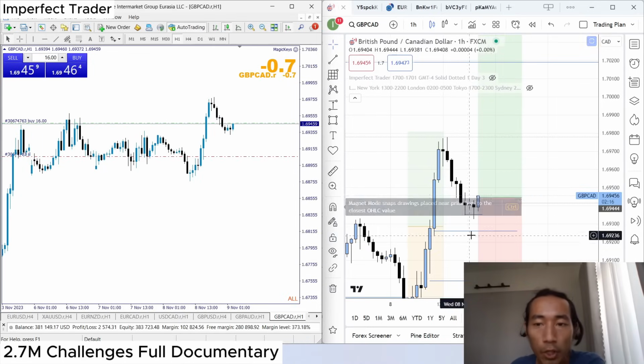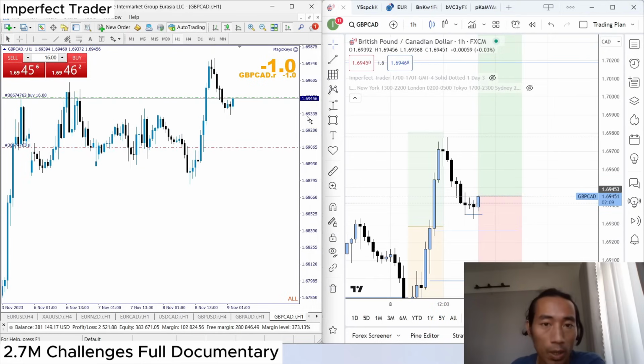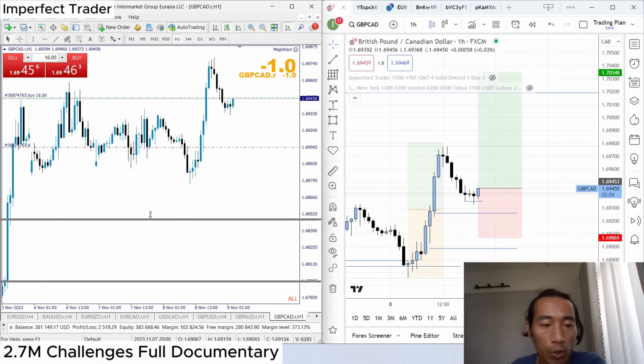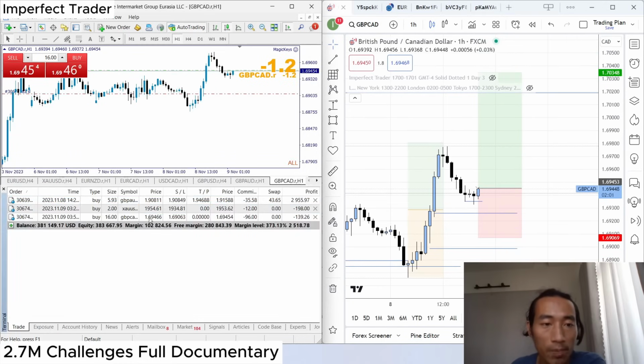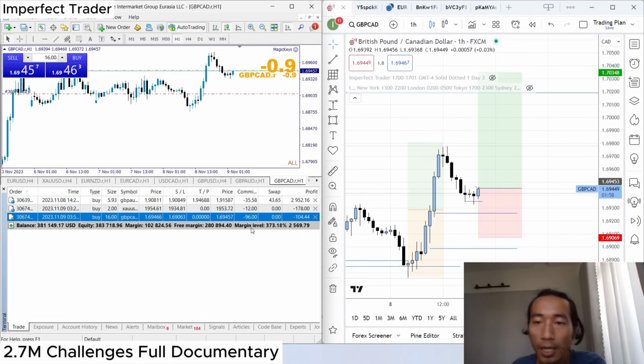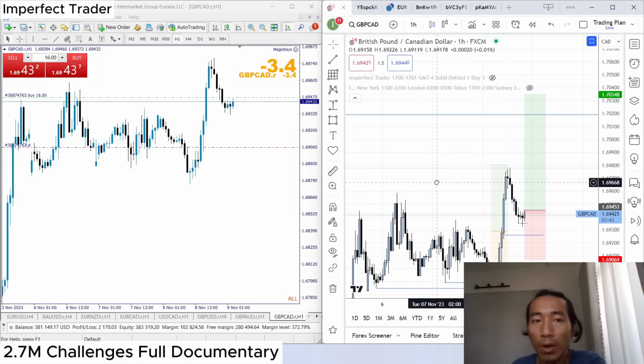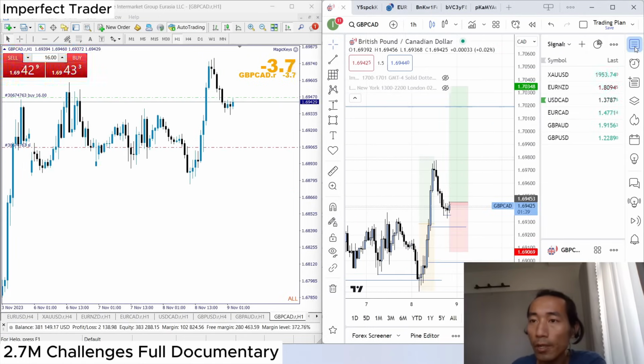So I entered the trade, risking 1%. Let's see how the trade unfolds. So that's it. We have three trades open: GBP AUD, gold, and GBP CAD. Everything looks really promising. Let's see how eventually everything unfolds. So probably I'm going to just wait for London and New York to see how the price goes. All right, so I guess I'm going to see you on the next update.